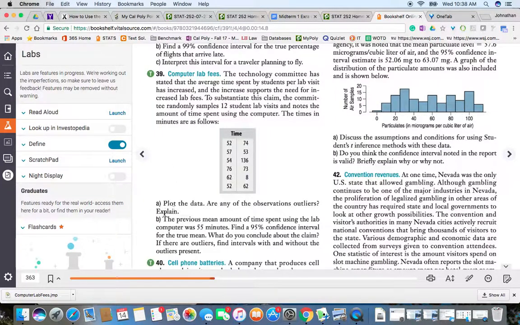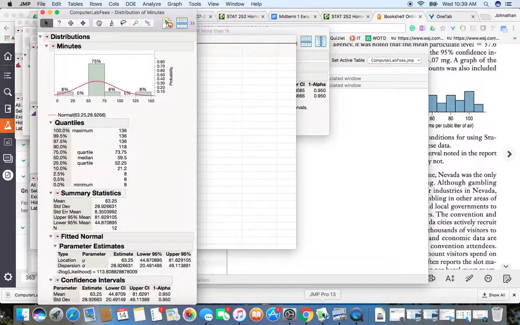So we come back over to our problem. We got our two outliers, and the previous mean amount of time spent using the lab computer was 55 minutes. Find a 95% confidence interval for the true mean. What do you conclude about this claim? So we come back in here. We're going to go down to our mean confidence interval. As you notice, it's between 44.87 and 81.63.